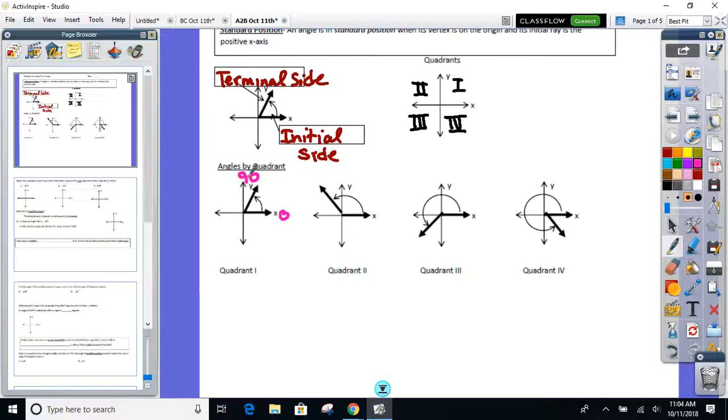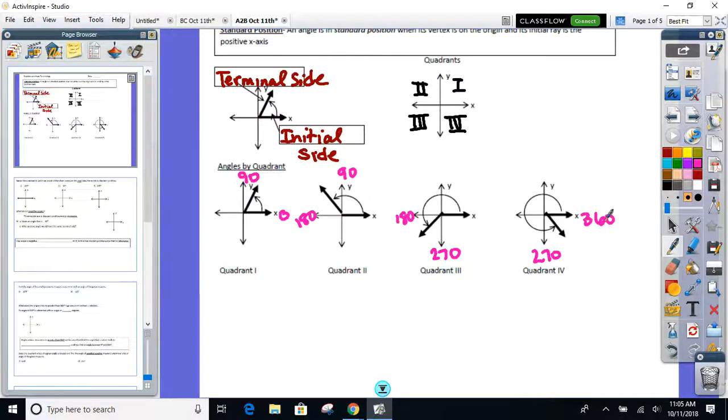Keep going with me. Here's an angle in quadrant 2. Notice that the initial side never leaves the x-axis. The only part that changes is the terminal side. What degree measure should an angle in quadrant 2 be in between? 90 and 180. Yep. So this angle, maybe 125, 120, somewhere in there. Quadrant 3 would be in between what? 180 and 270. And any angle in quadrant 4? 270 and 360.